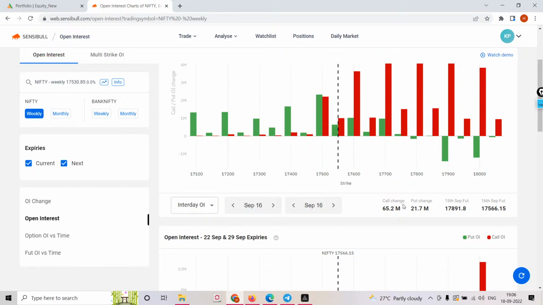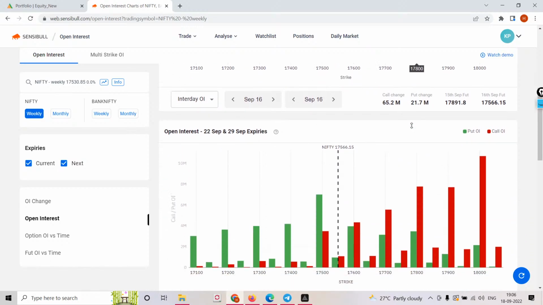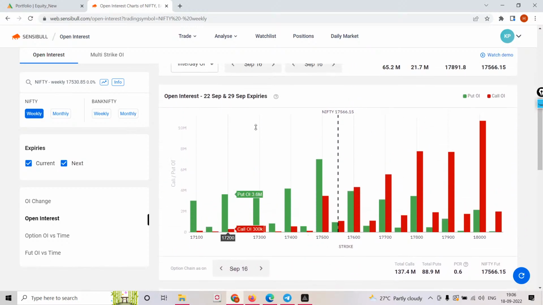On Friday there were like 65.2 million call sold positions compared to 21. So definitely that was a negative day. Nifty has fallen down, we all know. But this is the historical. Historical in the sense, this will act as the 22nd September expiry.